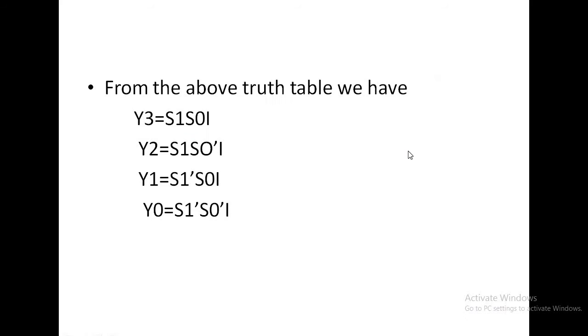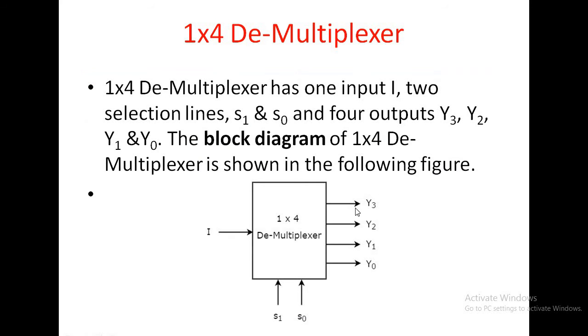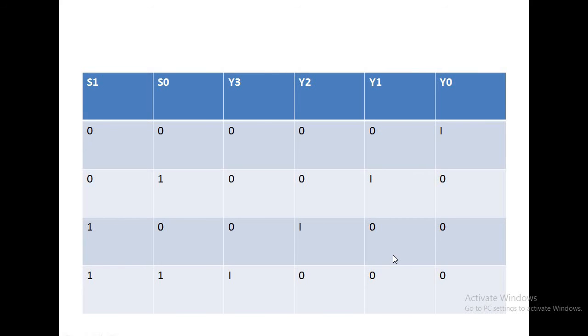Which output is selected? Either Y3, Y2, Y1 or Y0 is selected. These are the different output lines. These are the 2 selector lines, S1 and S0. Y3, Y2, Y1 and Y0 are the different output lines. So which output line is selected depends upon the values of S0 and S1.